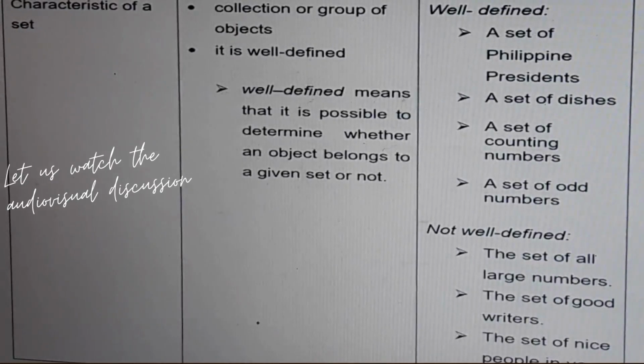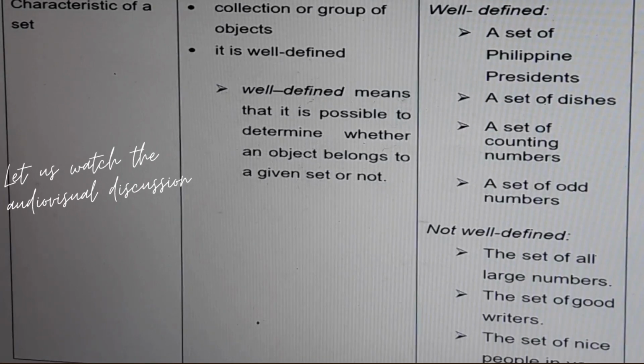What is a set? As a concept, we should know the characteristics of sets. The description we usually encounter in some books about the characteristics of sets is that they are collections or groups of objects, and it is well defined, which means that it is possible to determine whether an object belongs to a given set or not. So, let me give you an example of a well-defined set and a not well-defined set.